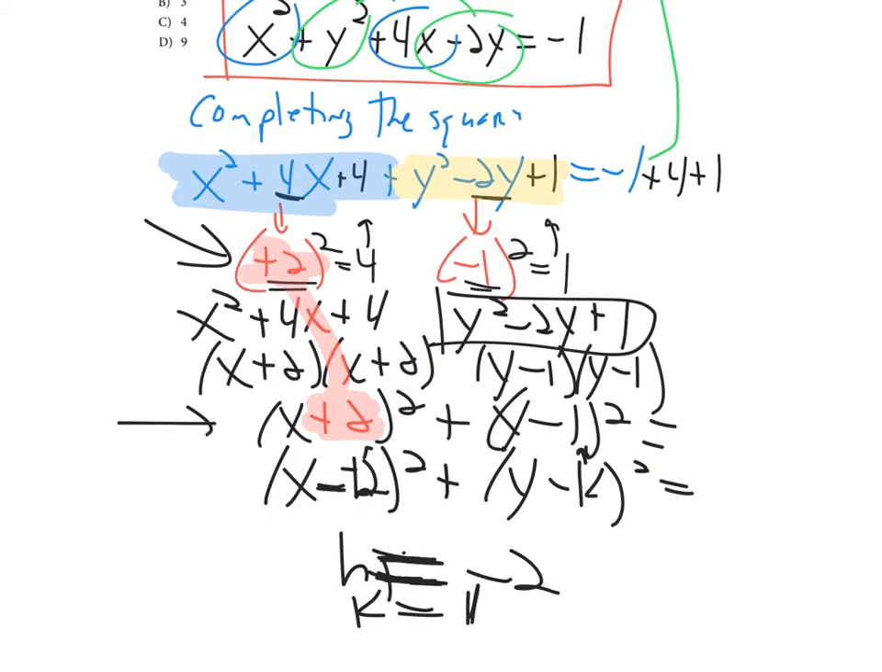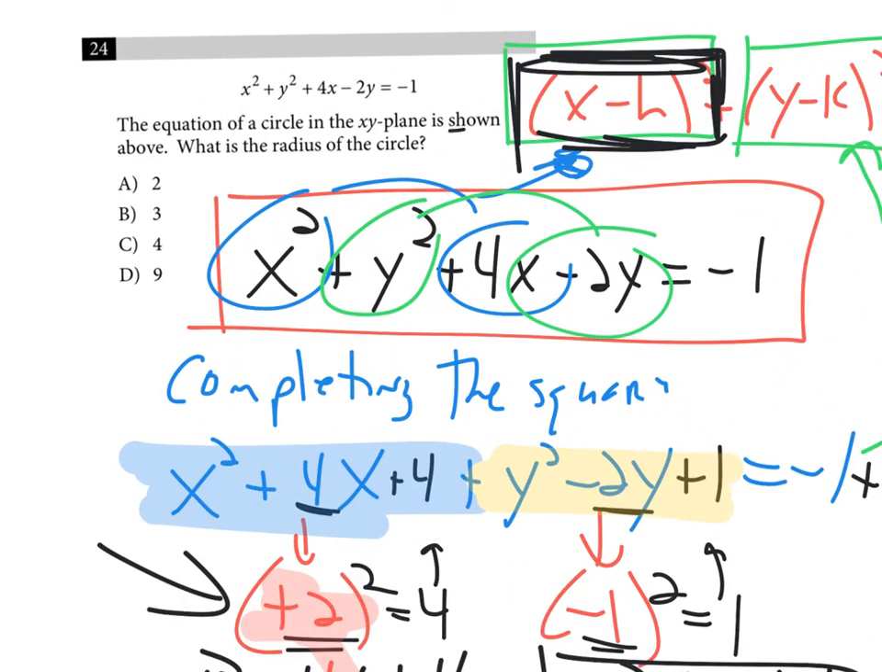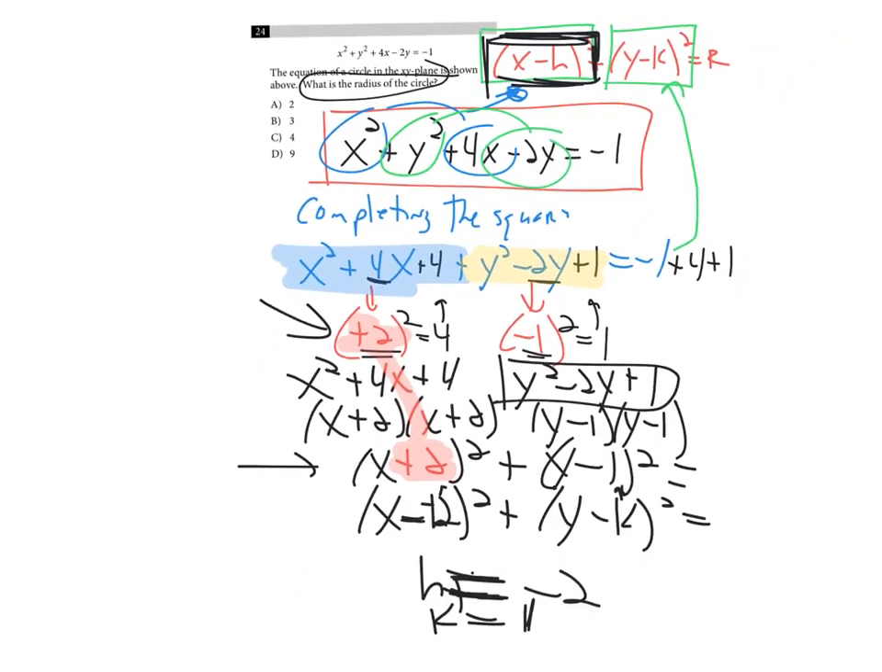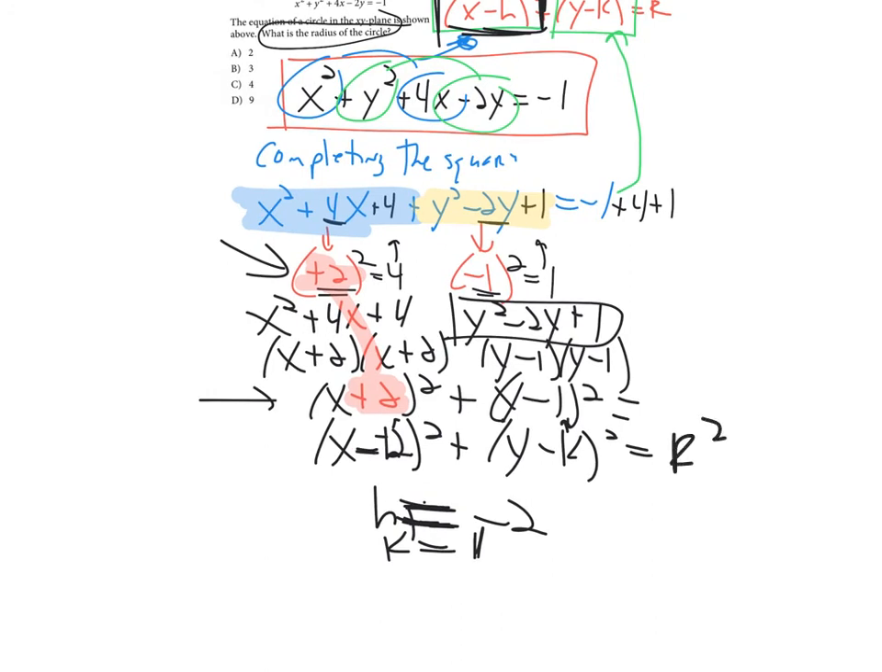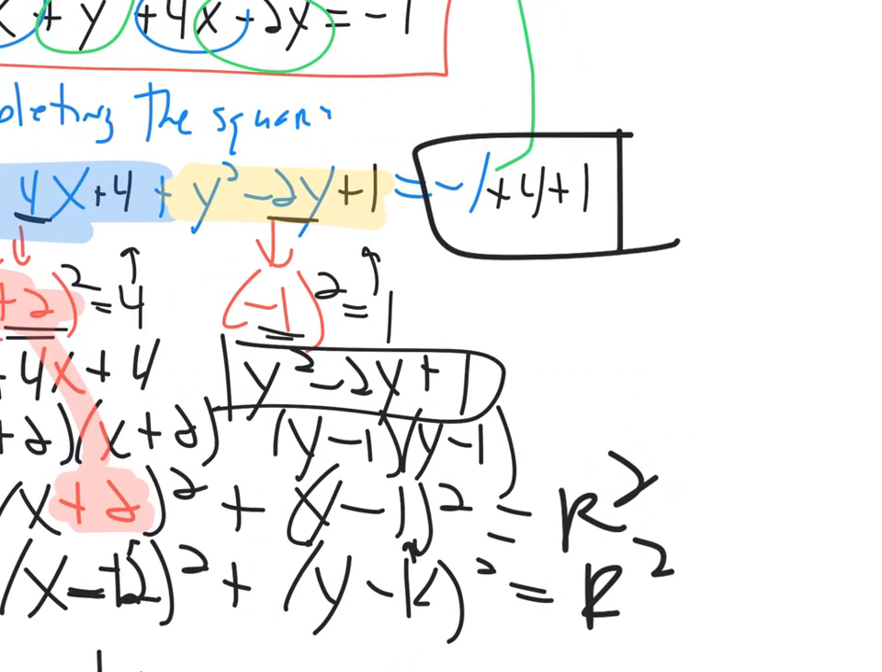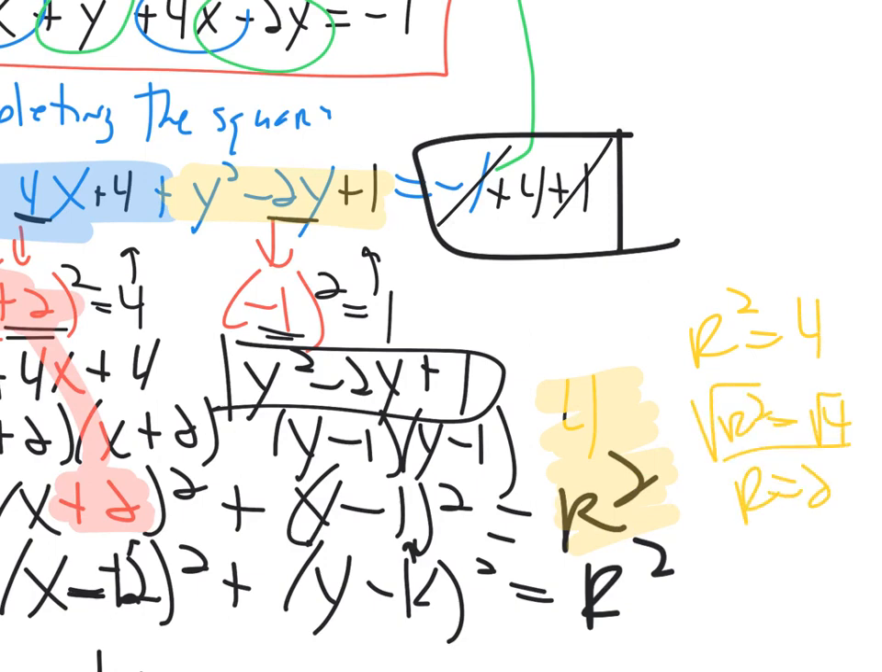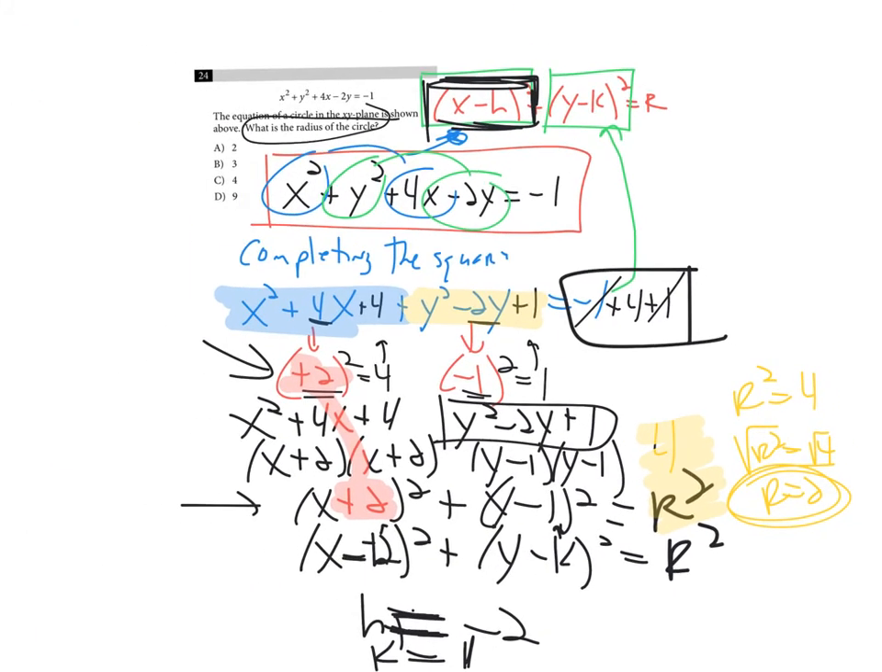But this question didn't ask for that. The question said, what is the radius of the circle? Well, that's this r squared. So what do I have for r squared? Here I have negative 1 plus 4 plus 1, or the negative 1 and the positive 1 cancel, leaving 4. So 4 is equal to r squared, or r is going to be equal to the square root of 4, or 2. So in this case, the radius of the circle, r, is going to be equal to 2, or answer choice A.